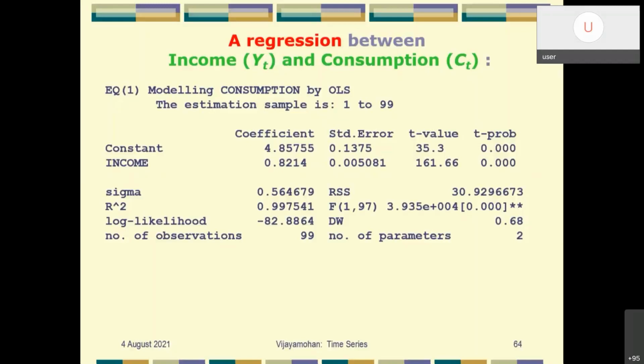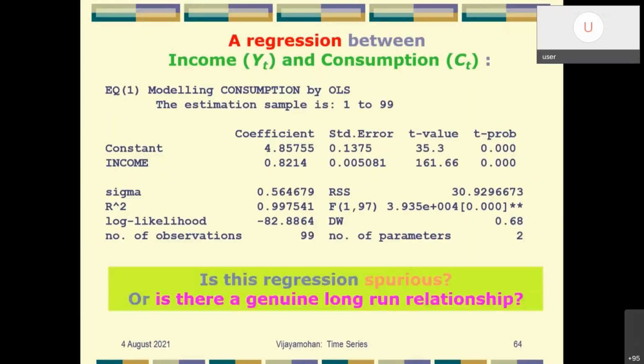But the question is now, see the Durbin-Watson test. It is 0.68, and that is less than our R-squared. So this is nothing but a spurious regression. Anyway, I wanted to ask you whether this regression is a spurious one, or whether there is a genuine long-run relationship between these two variables. I have already told you the case. It is a spurious regression in the language of Granger and Newbold. Otherwise, it is a nonsense regression.